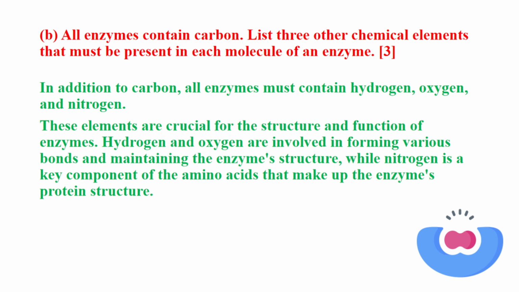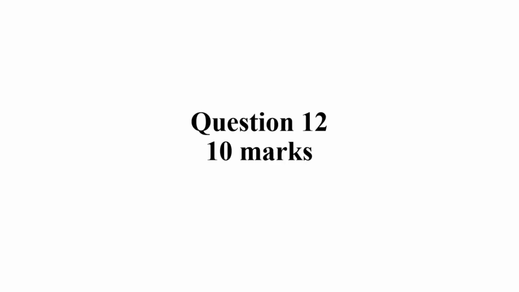These elements play crucial roles in maintaining enzyme structure and function. Hydrogen and oxygen are involved in forming various bonds and maintaining the enzyme's structure, while nitrogen is a key component of the amino acids that make up the enzyme's protein structure. The next question, question 12, carries 10 marks.